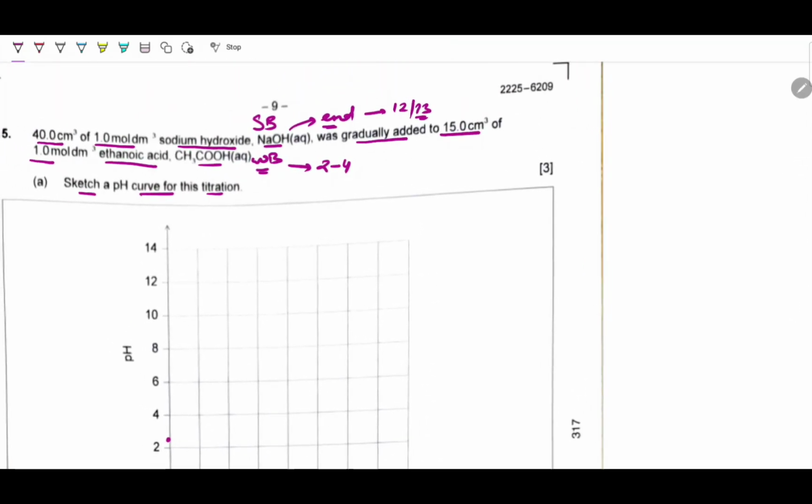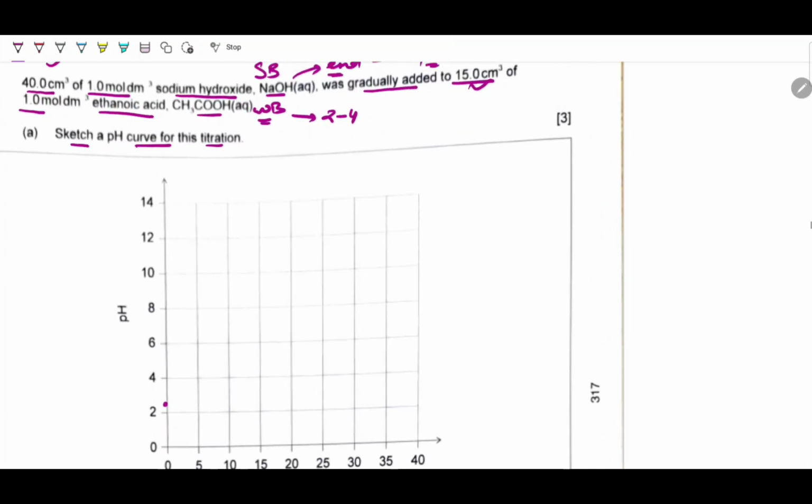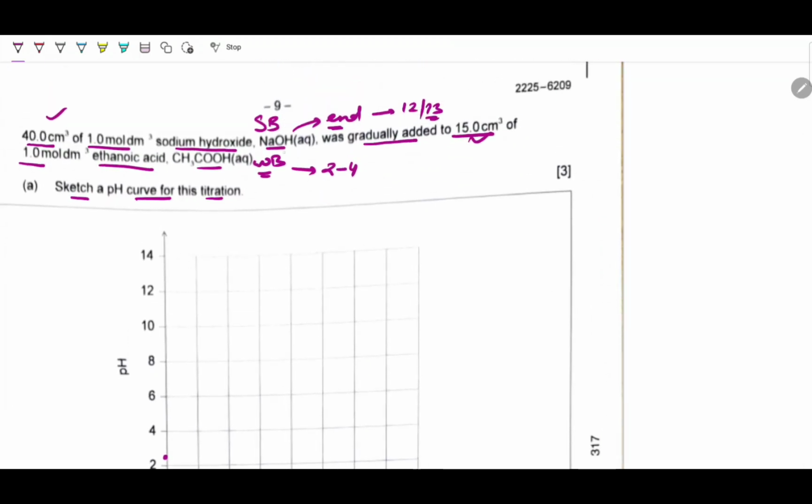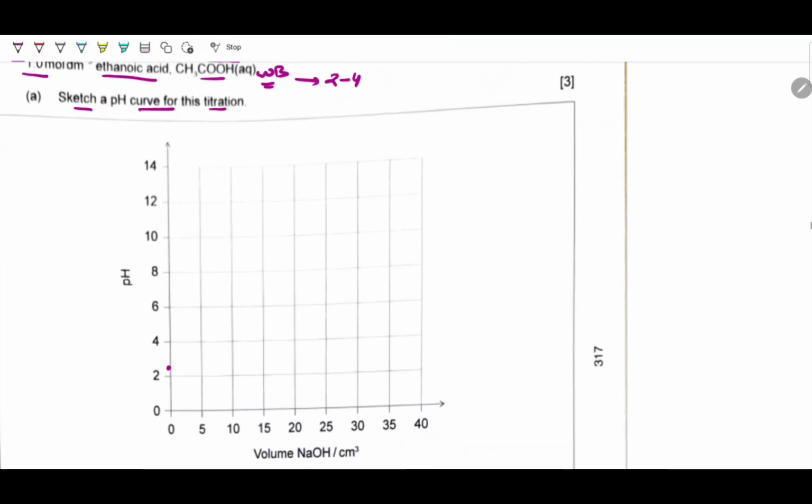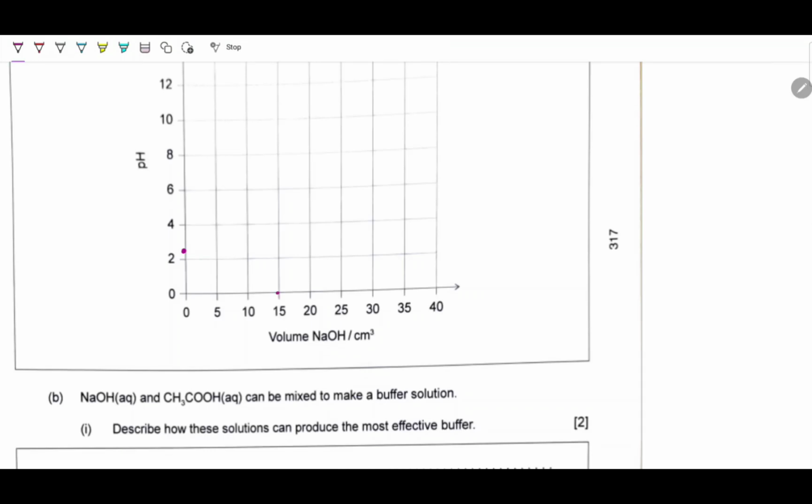And what volume am I adding? I am adding 40 cm3 drop by drop into 15 cm3 of ethanoic acid. Now, since NaOH contains 1 mole of OH- ions and CH3COOH contains 1 mole of H+ ions, that is a monobasic acid and a monoacidic base. It means 1 mole will react with 1 mole. Therefore, the number of moles will be the same. And since they have the same concentration, both 1 mole per dm3, 15 cm3 of ethanoic acid requires 15 cm3 of sodium hydroxide. Hence, the equivalence point should come around 15. These are the 2 pointers I should note.